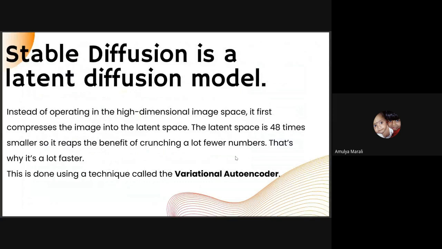So variational autoencoder basically helps you with the latent space, that is reducing the dimensionality, extracting a few parameters that are important and condensing all of them down, compressing all of them down to this space. As it says, the latent space is 48 times smaller, so it benefits from crunching a lot fewer numbers. That's why it's a lot faster.